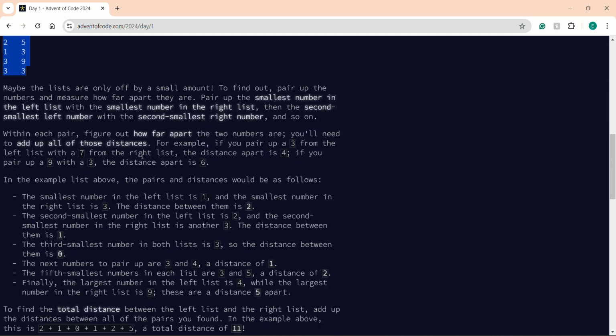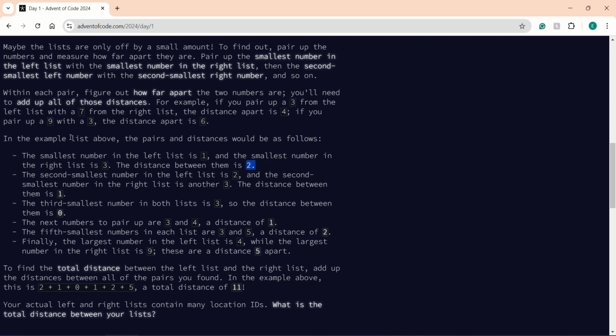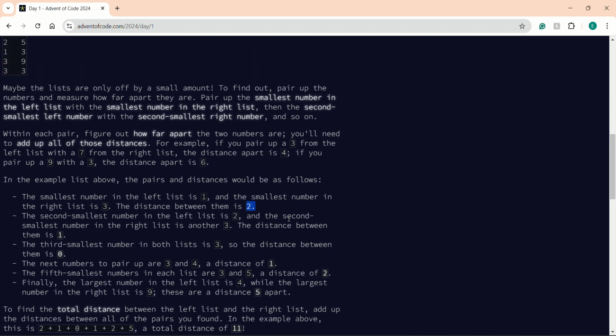For this example, we need to find the smallest number in the left list and the smallest number in the right list, and then find the difference between them. This one we have one and a three, so it's gonna be two. Now we need to find the second smallest number. That would be two in the left list, and the second smallest number in the right list would be three. The difference between them is one. The third smallest number in the list is three, so it's just three minus three, right? So the distance between them is zero.